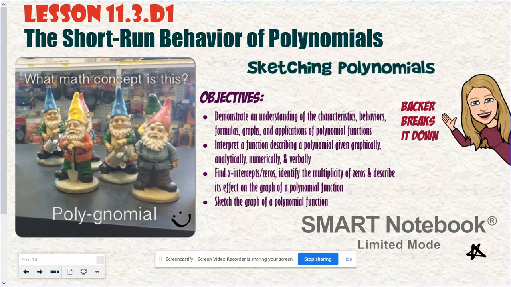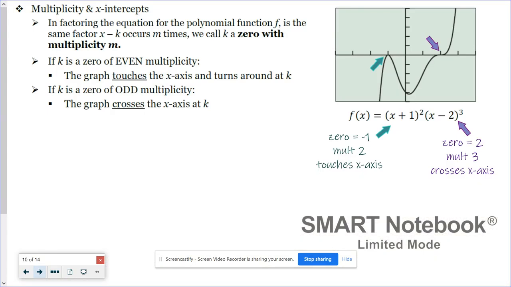In this episode, we continue to work with short-run behavior of polynomials with a focus on sketching polynomials, which is something I really enjoy doing. Okay, so how do we sketch a polynomial? First off, multiplicity and x-intercepts. We talked about this in our last episode together.